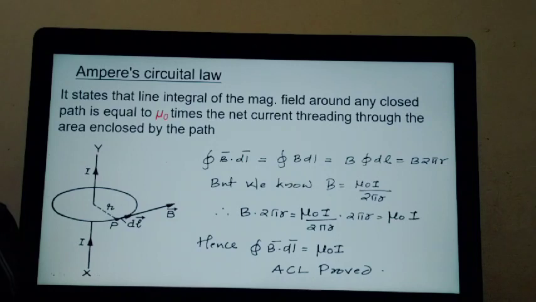The closed loop through which Ampere's circuital law is applied is known as the Amperian loop. So for the Amperian loop, the closed integral of B dot dl is equal to mu 0 I. That is Ampere's circuital law. It says that the line integral of the magnetic field around any closed path is equal to mu 0 times the net current threading through the area enclosed by the path. Okay, so that is Ampere's circuital law.